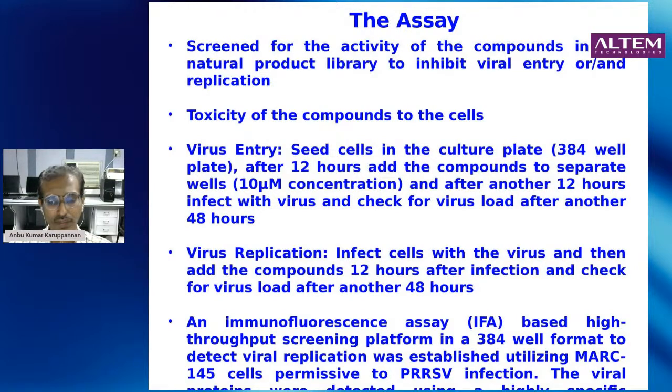So we got a cell line which allowed the replication of the virus. It is actually of a respiratory origin. It's the alveolar macrophage, that is, macrophages which circulate inside the lungs. So this alveolar macrophage derived cell line called MARC 145 cells was used for this assay.